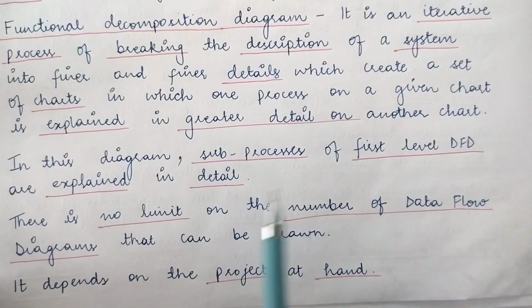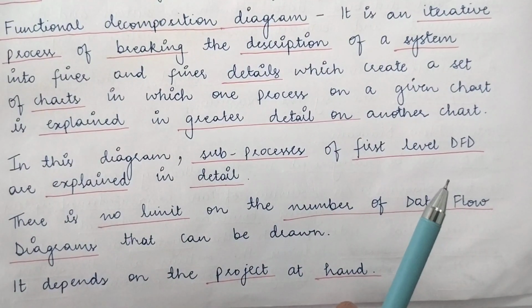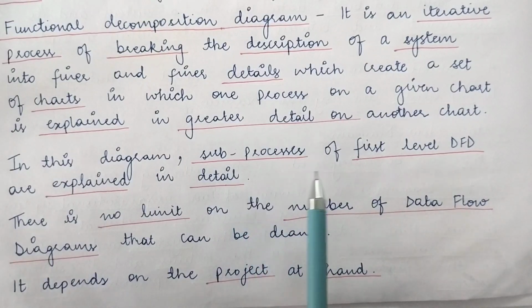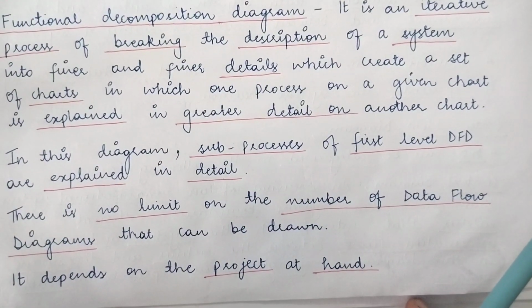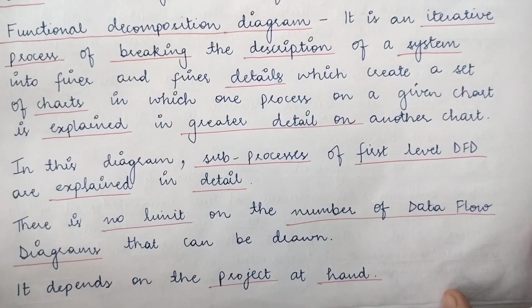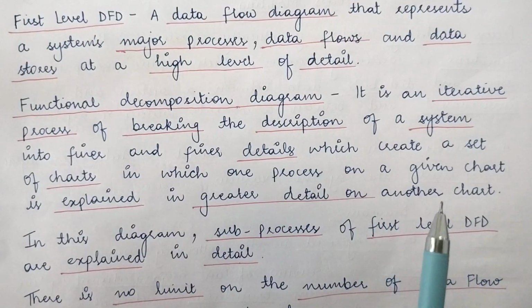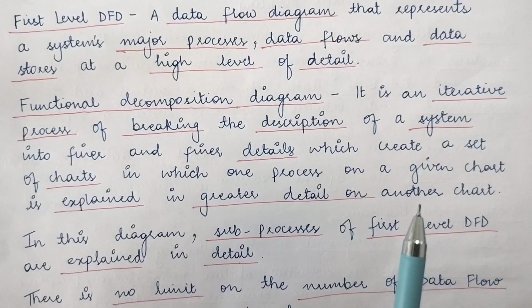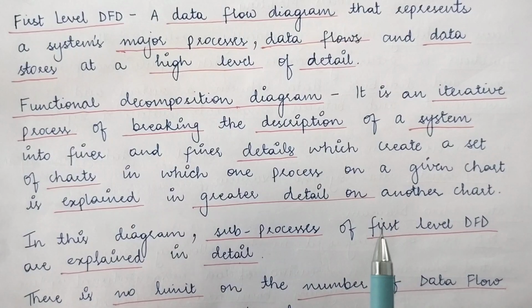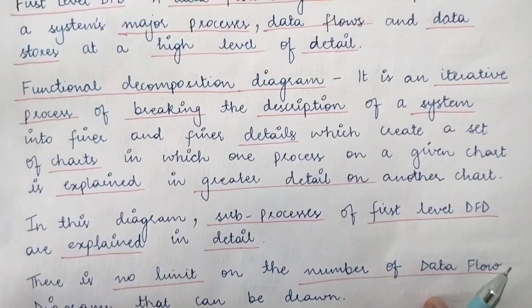There is no limit on the number of data flow diagrams that can be drawn. There is no limit on how many data flow diagrams for sub processes will be drawn, because it depends upon the project at hand, and obviously upon how many sub processes you have. There is no restriction such as having only one first level DFD or second level DFD. It depends upon the number of sub processes that you have. That means it depends upon the project at hand.